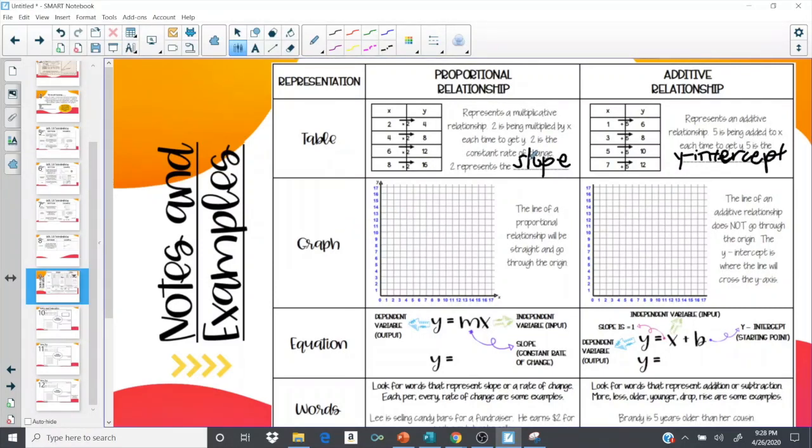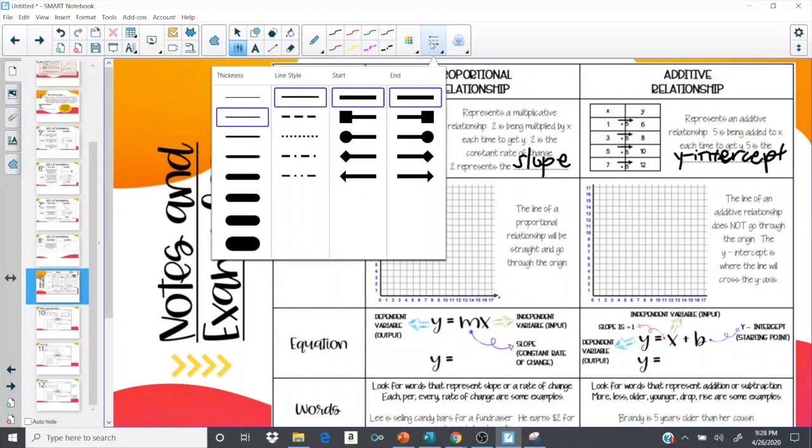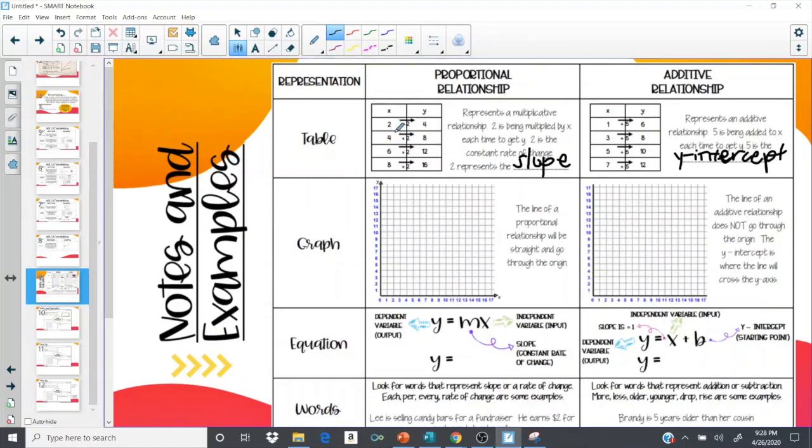So the line of a graph of a proportional relationship will be straight and go through the origin. Okay, so let's go ahead and graph the points from our table. So 2, 4. Start at the origin, move 2 units to the right, and up 4. Plot your point. 4, 8. Start at the origin, move 4 units to the right, and up 8. And plot your point.